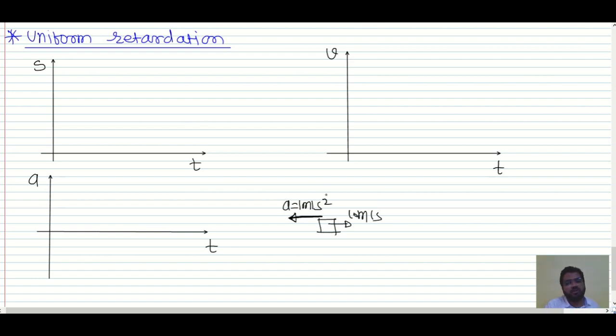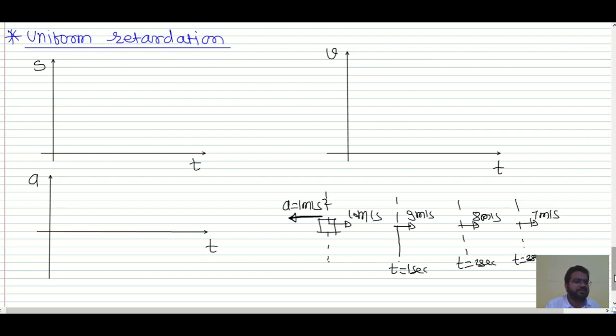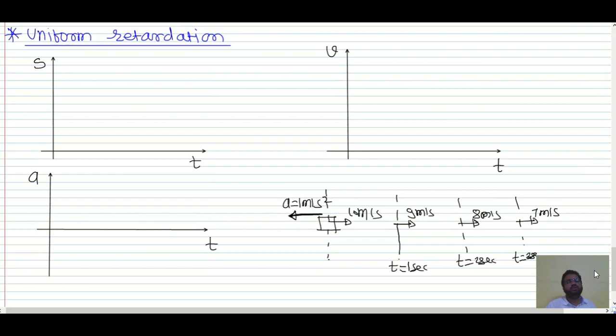So velocity of the body decreases in 1 second by 1 meter per second. So at 1 second, if I ask what is its velocity, you have to say 9 meter per second. At 2 seconds, 8 meter per second. At 3 seconds, 7 meter per second. So that means the velocity is decreasing.